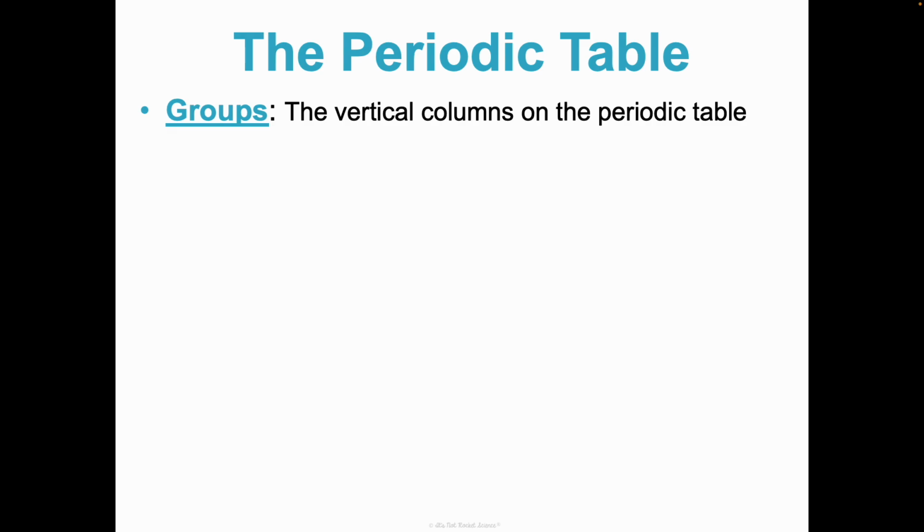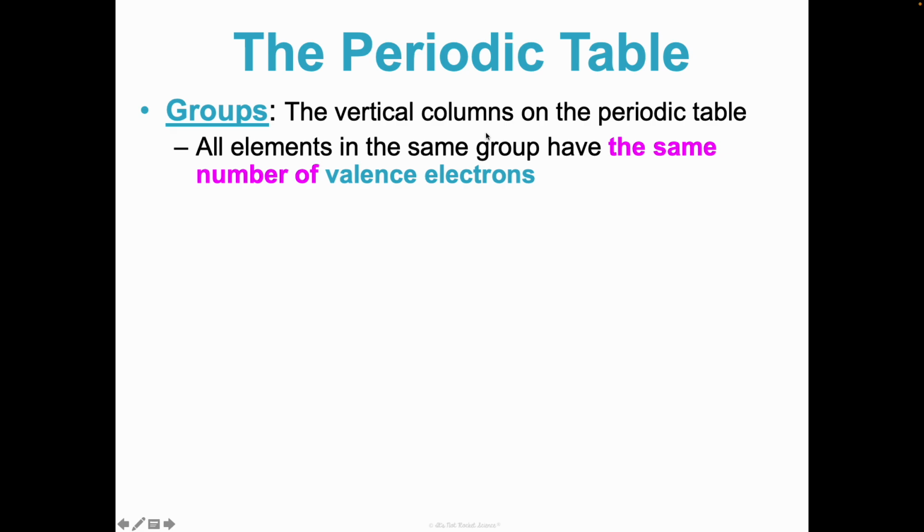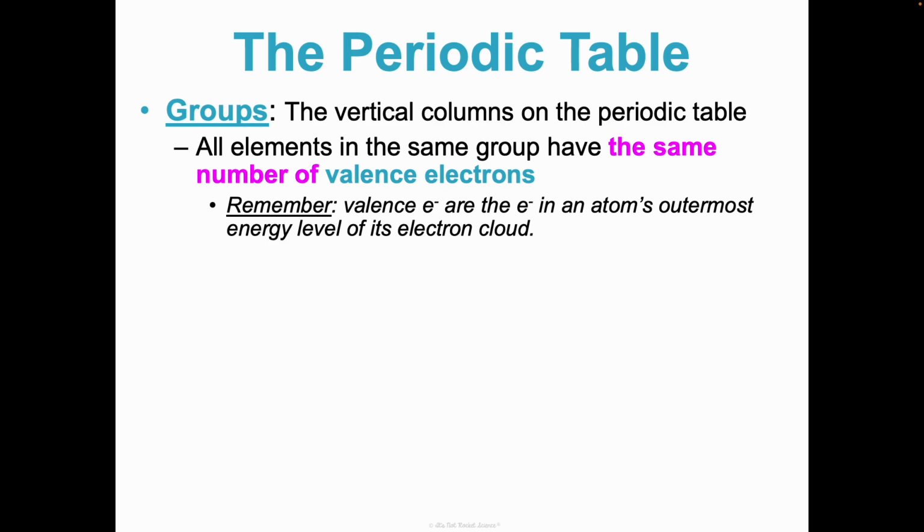First, let's talk about what groups are. Groups are the vertical columns, the up and down on the periodic table. All elements in the same group have the same number of valence electrons. Remember, valence electrons are the electrons in an atom's outermost energy level of its electron cloud. They have the most energy because they're furthest from the nucleus. And they really determine the bonding behavior that we're going to see in these atoms.